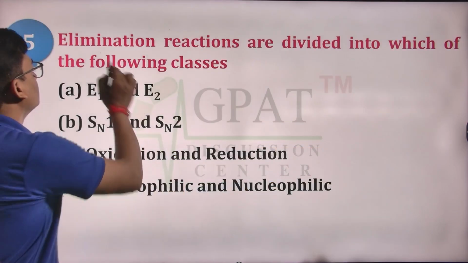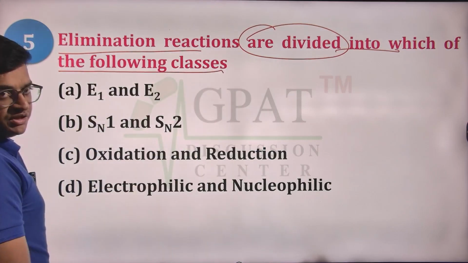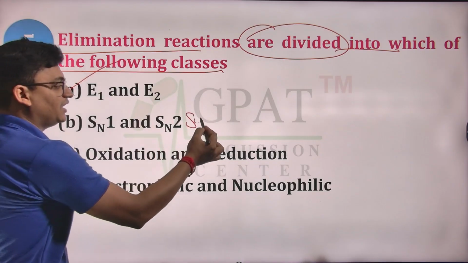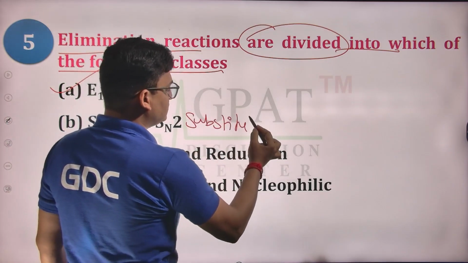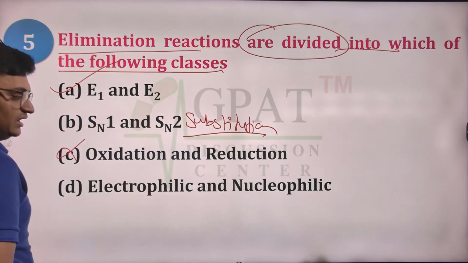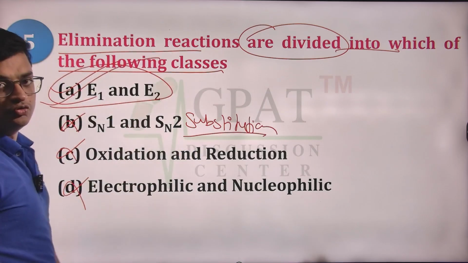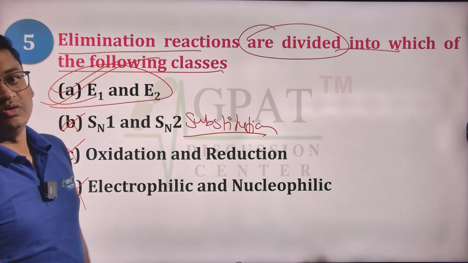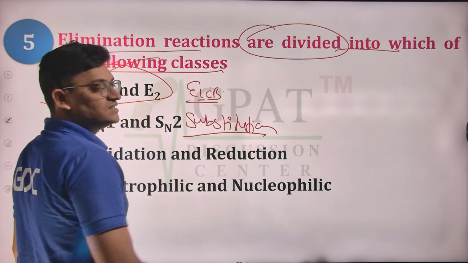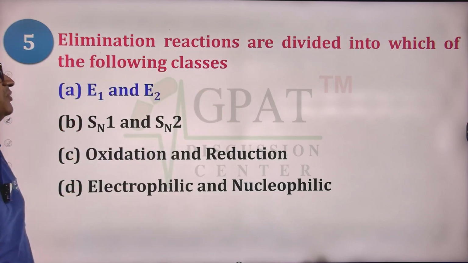Pi bond formation. Elimination reactions are divided into which of the following classes? E1 and E2. Yes, very well. SN1, SN2, these are substitution reactions, the characteristic substitution reactions. Oxidation reduction, no, this is not correct. Electrophilic and nucleophilic, no, this is not correct. So just A, that is E1 and E2, elimination unimolecular and elimination bimolecular, and one more, that is E1CB, elimination unimolecular conjugate base mechanism. That is also a kind of elimination reaction. So A is your right answer here. A will be the right option.